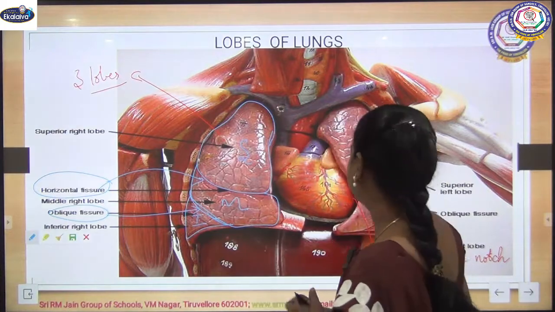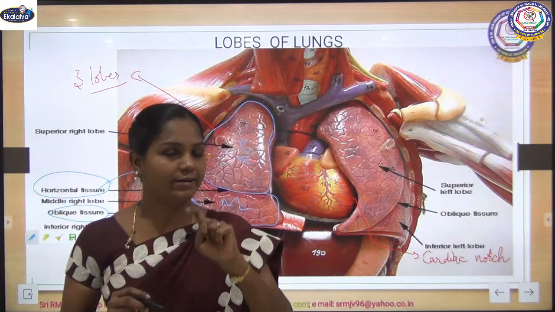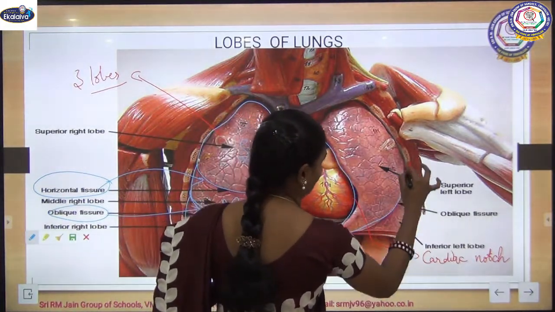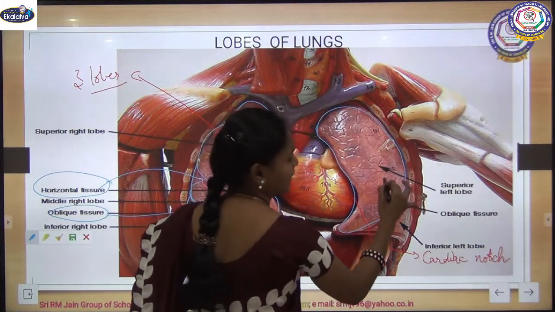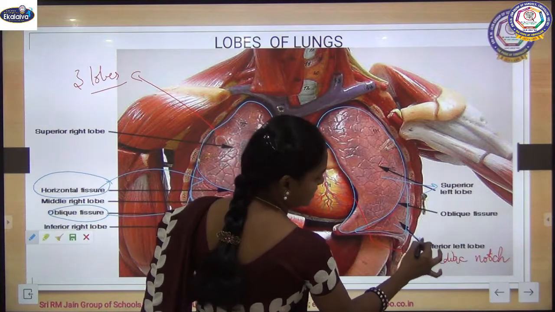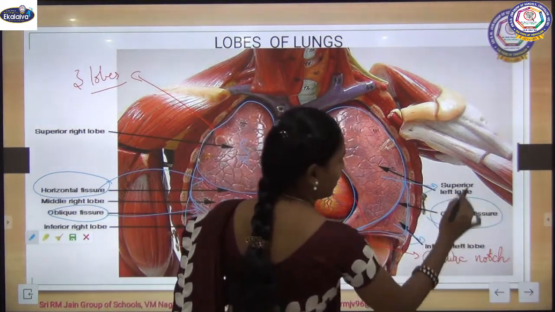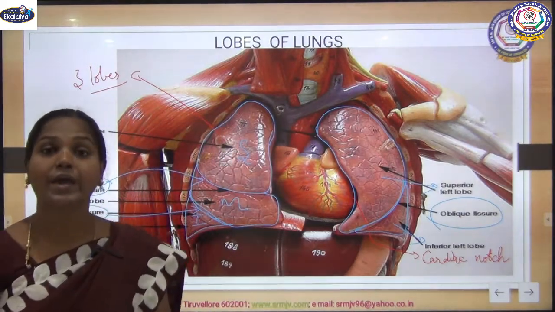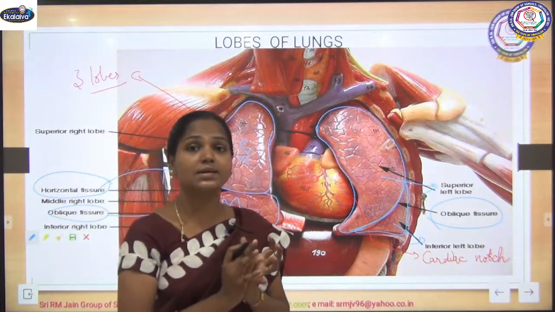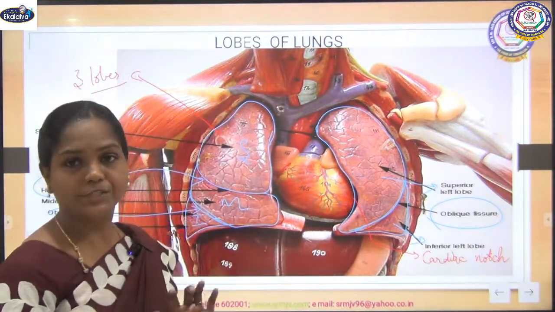Then our left lung has only 2 lobes and 1 fissure. A big upper lobe, this is our superior lobe, and this part is the inferior lobe, and these lobes are separated by an oblique fissure. So these are the lungs. Both the left lung and the right lung consist of all these lobes with the help of these fissures.